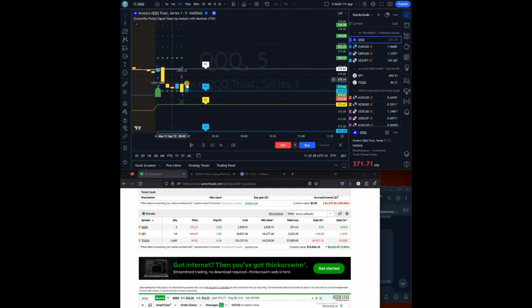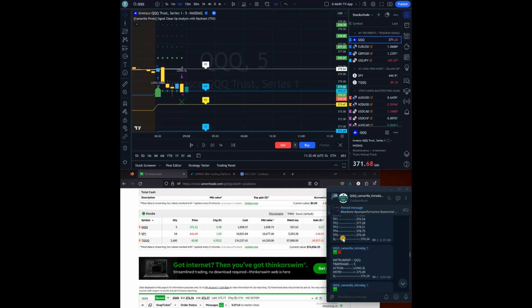Stop loss. That happens. Did not go our way. That's fine. So let's see how it looks on the Telegram. There you go. Stop loss, long, green circle, red cross, stop loss. That's all you need to know. So I'm gonna close it.